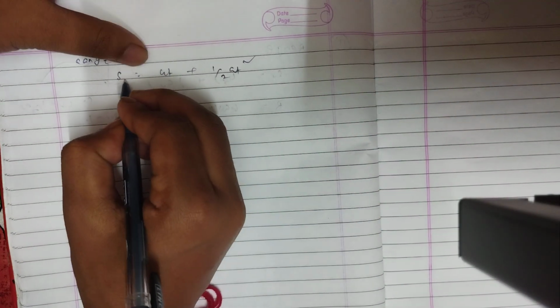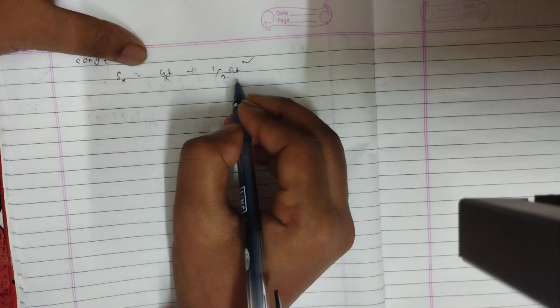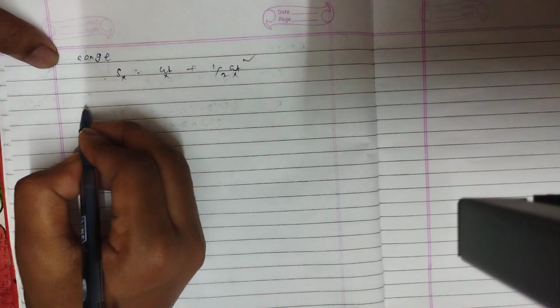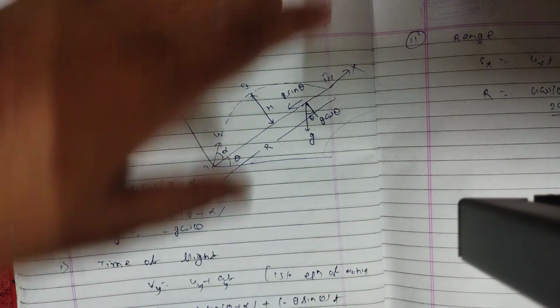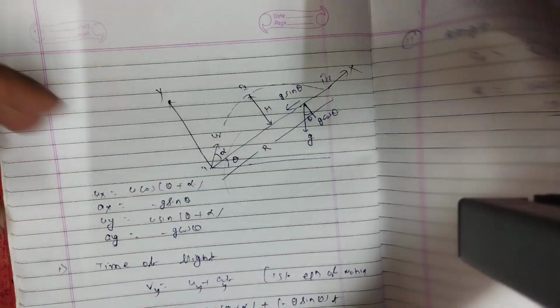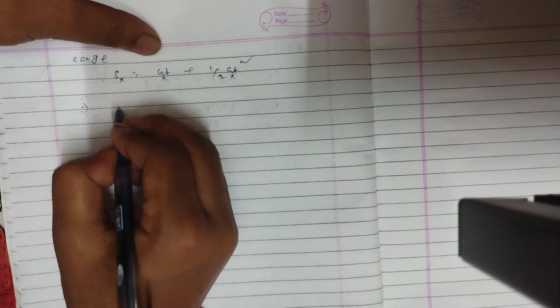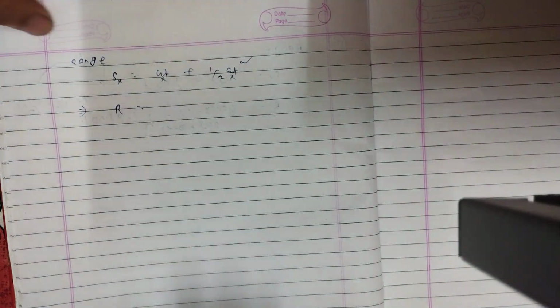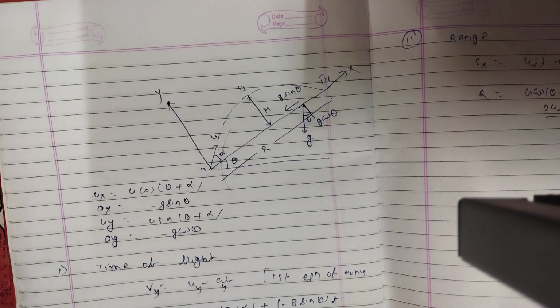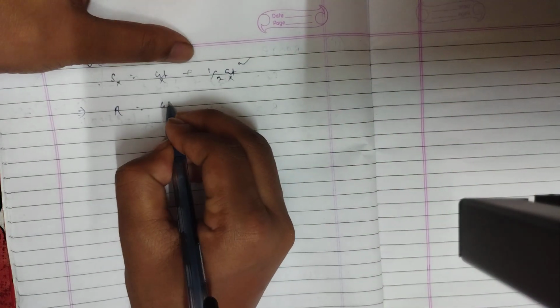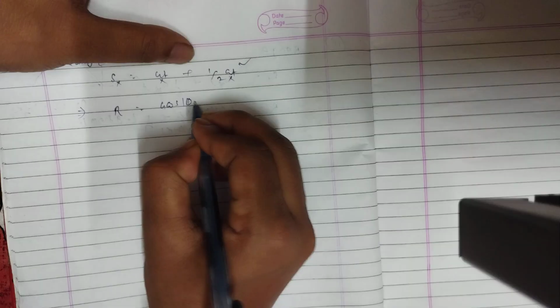Okay, then sx equals ux t plus half ax t square. बच्चों, tell me what is sx. This is sx, the displacement along the inclined plane. This is the range. And what is the value of ux? We have already written everything: u cos(theta plus alpha).